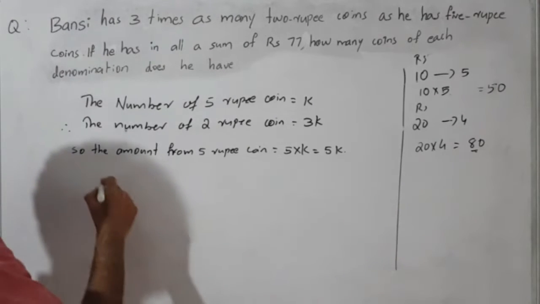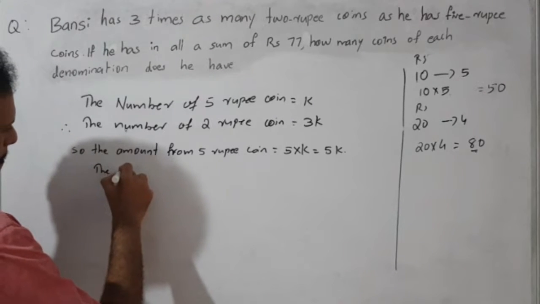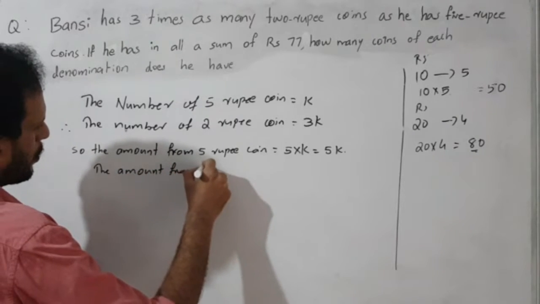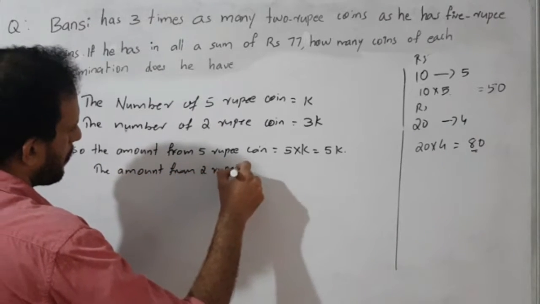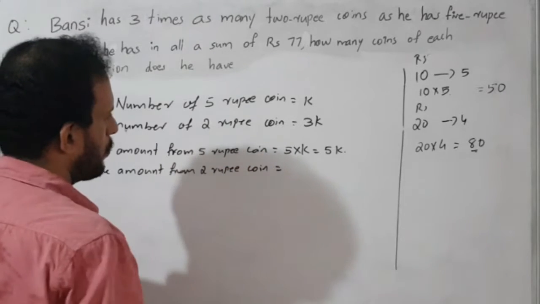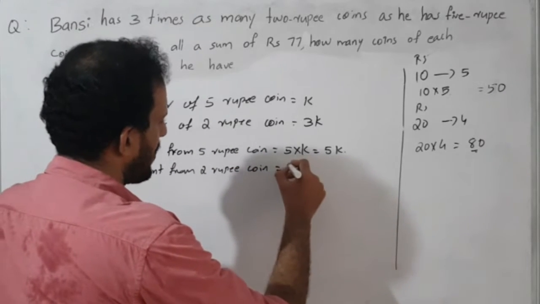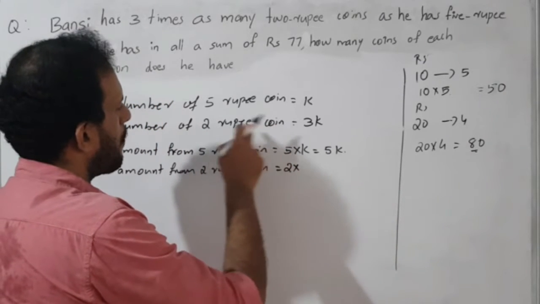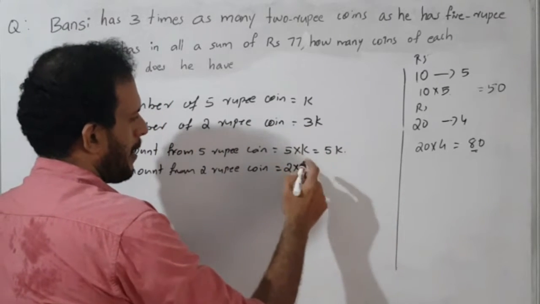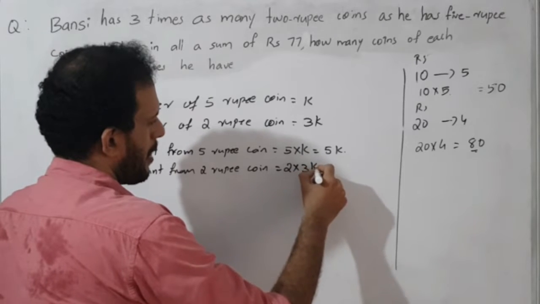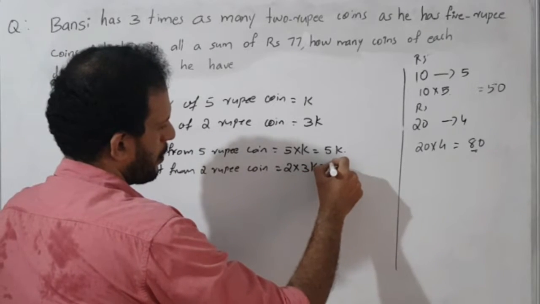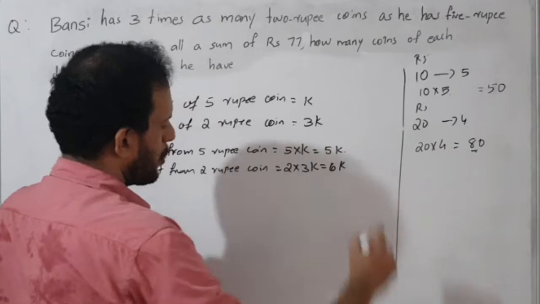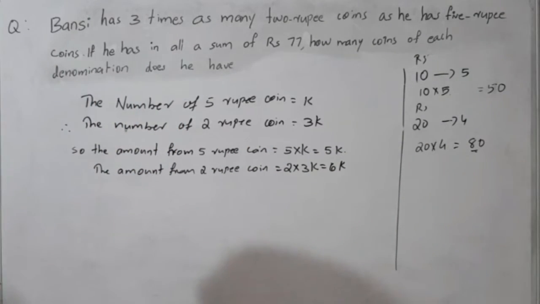That's like the amount from 2 rupee coin is equal to amount. What is the amount? 2 into number of coin. What is the 2 rupee? Now how many number of 2 rupee? 3K. Then 2 into 3K is equal to 6K. Correct? 2 into 3K is equal to 6K.